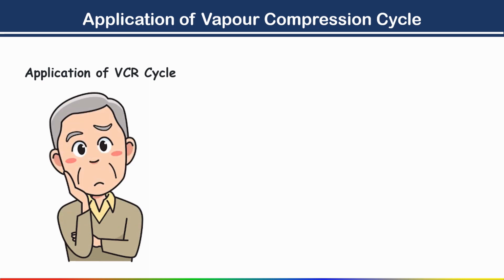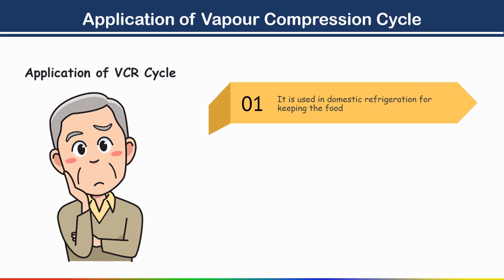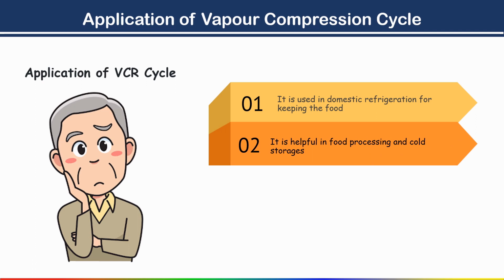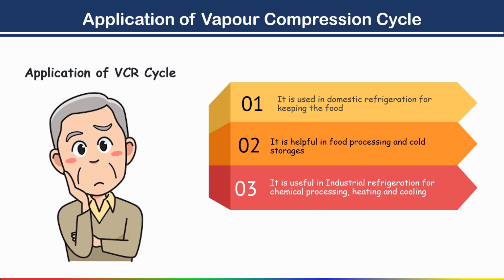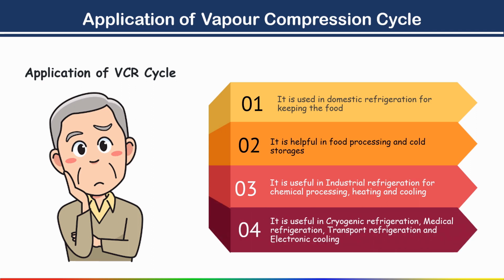Now here you can see the applications of the vapor compression cycle. It is used in domestic refrigeration for keeping food. It is helpful in food processing and cold storage. It is useful in industrial refrigeration for chemical processing, heating and cooling. And it is useful in cryogenic refrigeration, medical refrigeration, transport refrigeration, electronics cooling, etc. So this is all about the vapor compression refrigeration cycle.